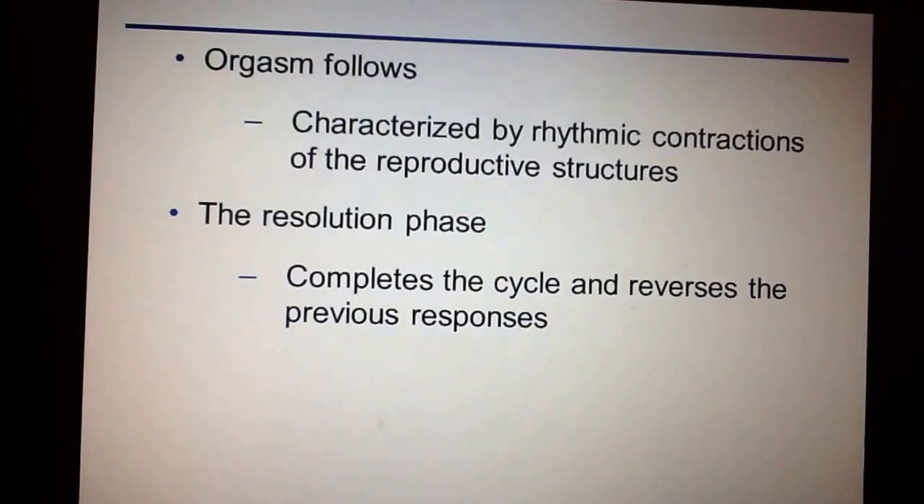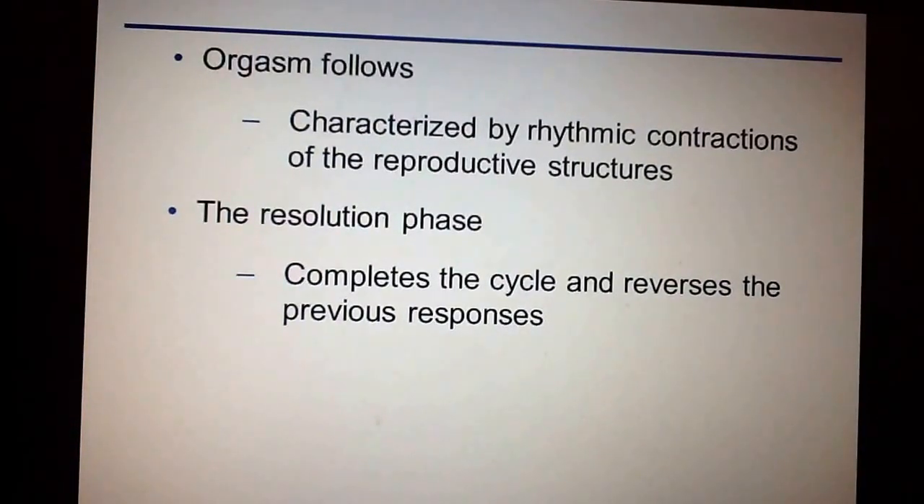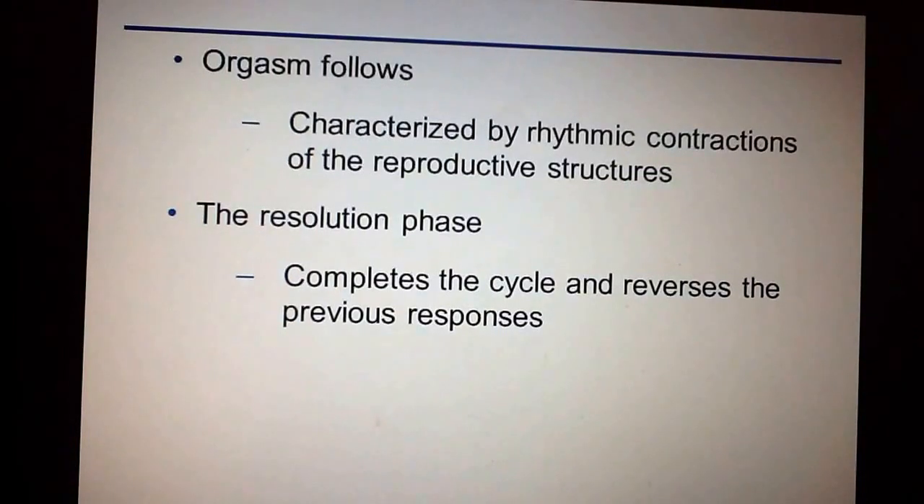Then what happens is an orgasm. An orgasm is simply the rhythmic muscle contractions inside the reproductive structures. That triggers hormone release of dopamine in the brain. And then there's the resolution phase, in which everything just goes back to its homeostatic levels.